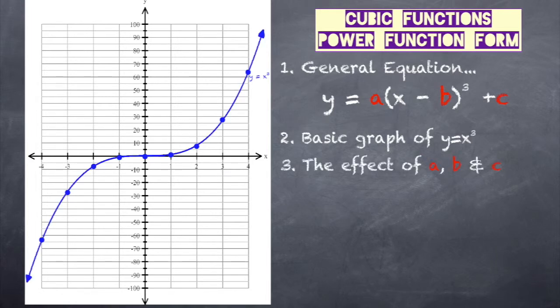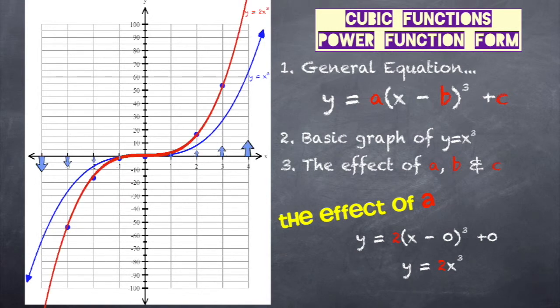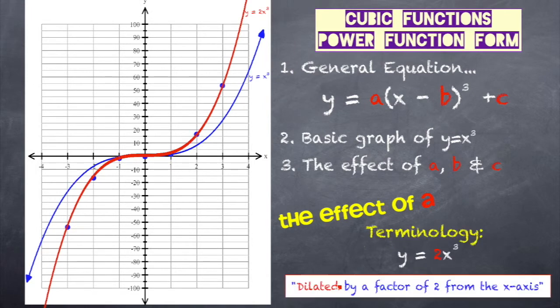Now when looking at cubic functions in power function form, we need to consider the effects of a, b and c when substituting into the general equation. So what we're going to do is have a look at the effect of a first. Now as you can see by the red 2 out the front of the brackets, I've made my a value 2 in this example, and my b and c values are equal to 0. Now when we substitute in and simplify, we end up getting y is equal to 2x cubed. And as you can see, this is basically double the height of the graph for any given value of x. Therefore, we say that the graph has been dilated by a factor of 2 from the x-axis.